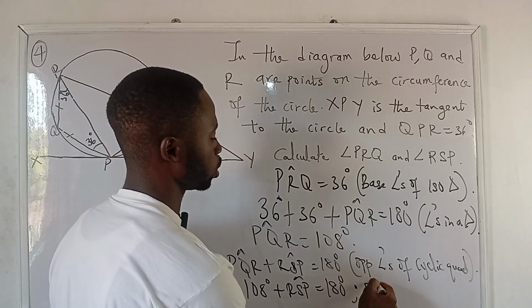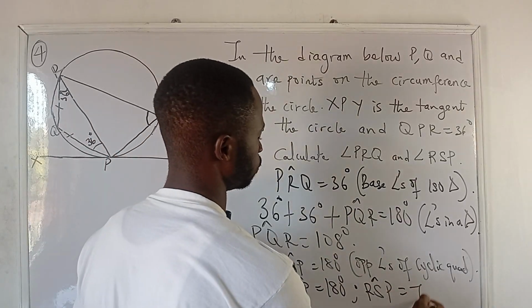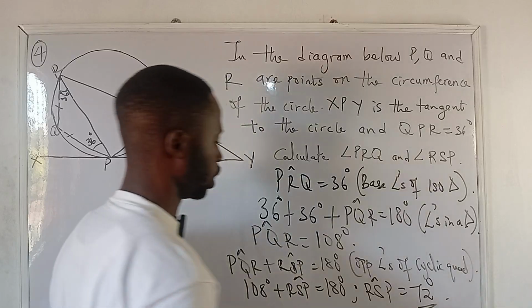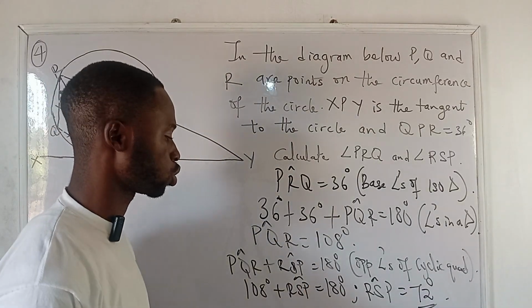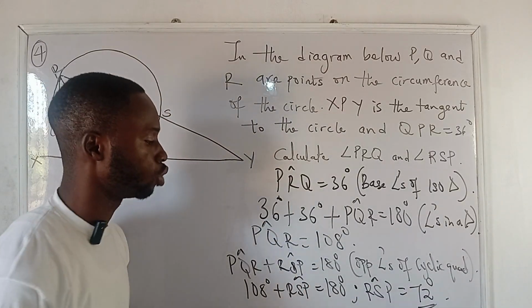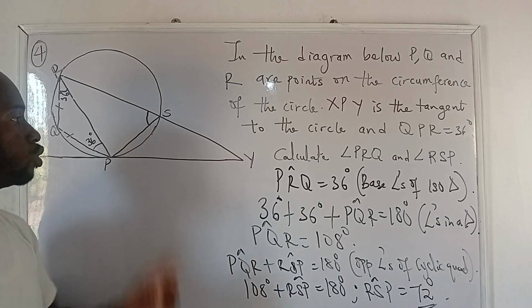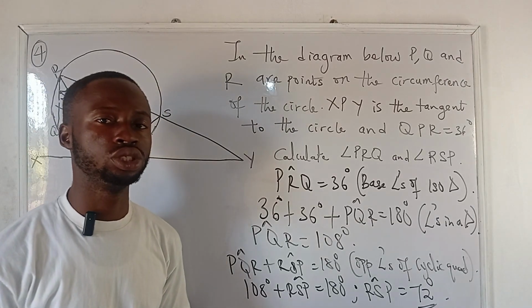Then RSP will give us what? 72 degrees as our final answer. Because if we take this way, it will be 180 minus 108, and that will give us 72 degrees. So RSP, this particular angle, is 72 degrees.